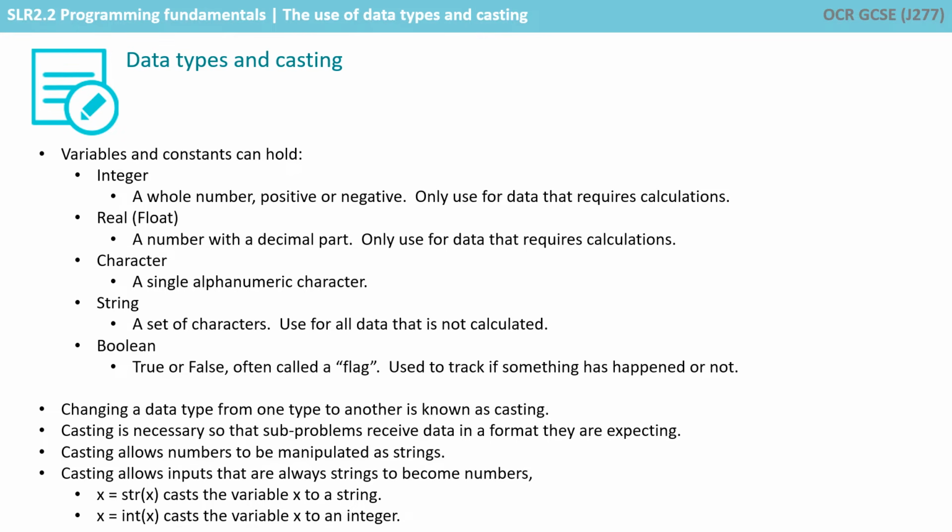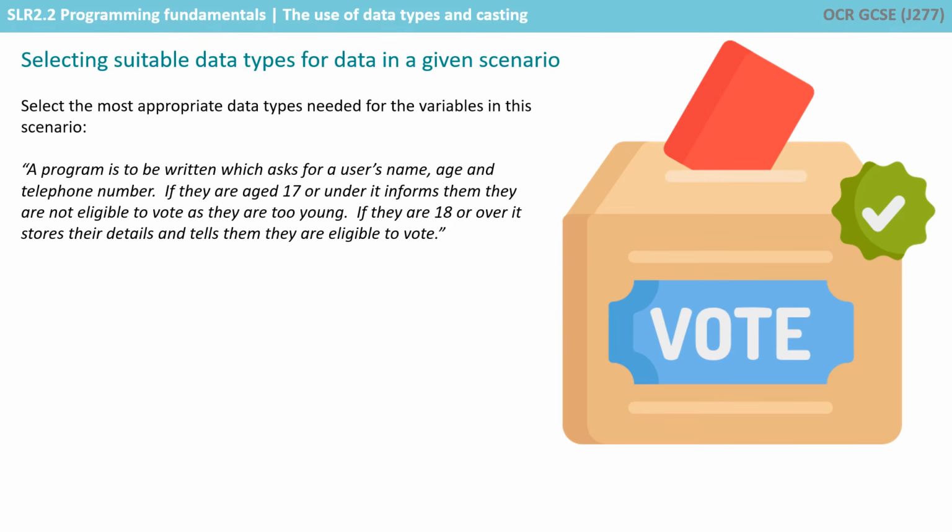Changing a data type from one type to another is known as casting. And casting is necessary so that subproblems receive data in the format that they are expecting. Casting allows numbers to be manipulated as strings, and casting allows inputs that are always strings to become numbers. So one other thing you have to be able to do under exam conditions is to select suitable data types based on a given scenario.